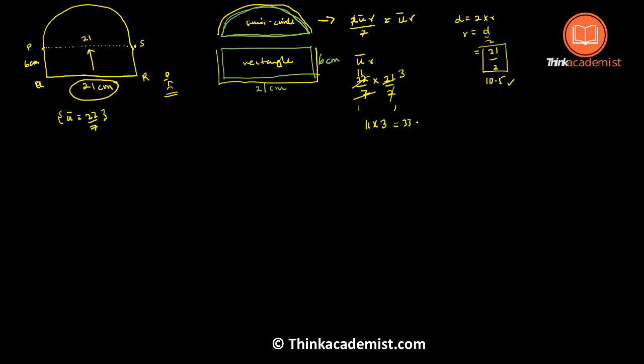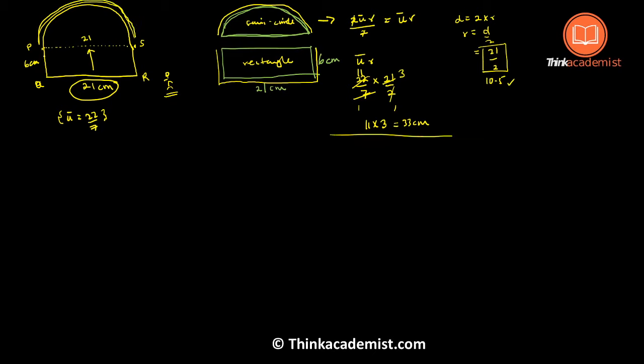So this will give us 33 centimeters. Please, the unit is very, very important. So we have 33 as what? The circumference of what? Just this. Just the circumference of what? The semicircle. Okay? So let's not confuse that.